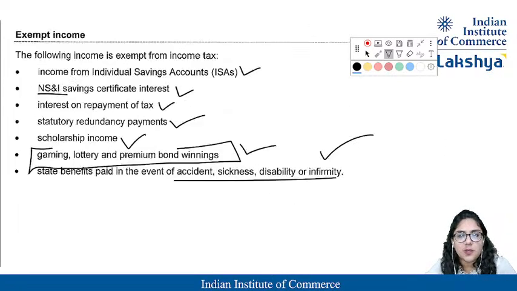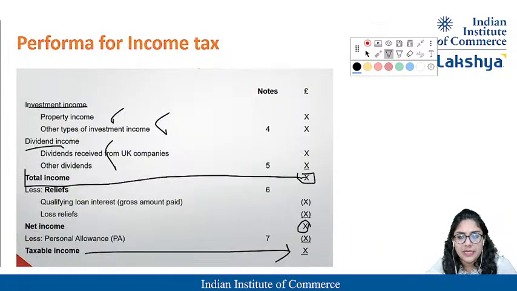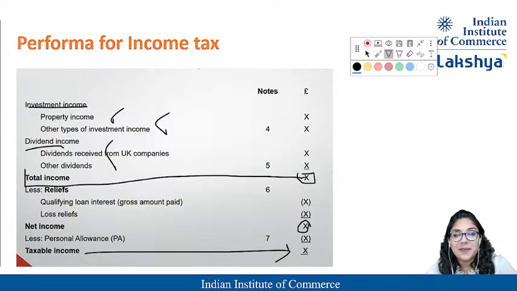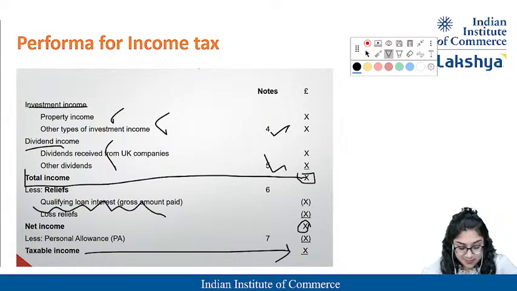Where am I getting the qualifying loan interest? Over here, if you check, you first have the income earned, gross income, net income. So everything you have to make at gross. Other income, dividend income, and then relief, qualifying loan interest. So what is qualifying loan interest?